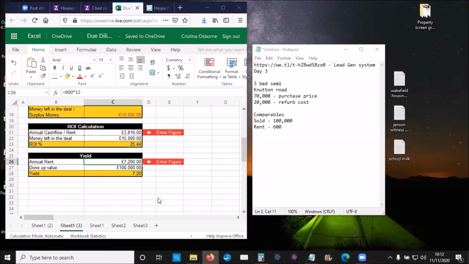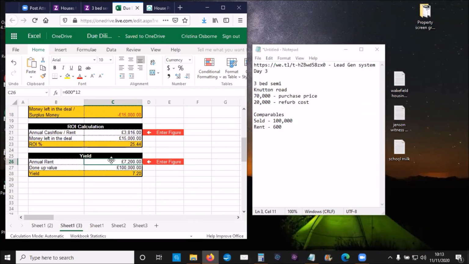My done-up value is 100,000. That's correct. I got the ROI calculation correctly, but I'm not sure where I went wrong in terms of the yield. The annual rent is 7,200. Correct. Are any of your numbers negative? Money left in the deal is 25.44. So check your cells. If you go to done-up valuation, it's 100,000. Yes.